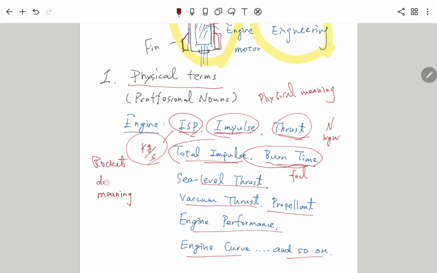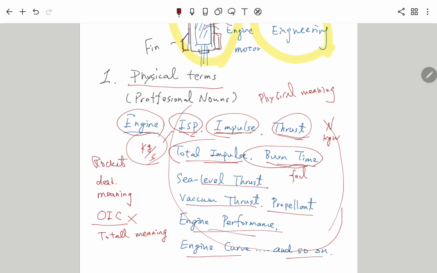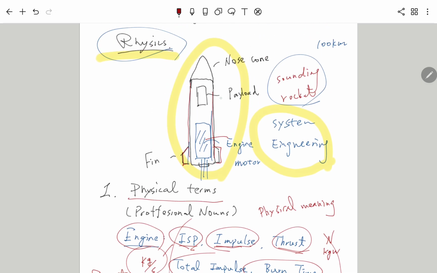Dig it. Not just, oh, I see. No, it's not. Fully understand, totally understand the meaning. It's really important to help you understand how the engine works, and why we need all these special terms to describe the engine performance. At the end, you will see how the engine curves really help us to design a rocket.